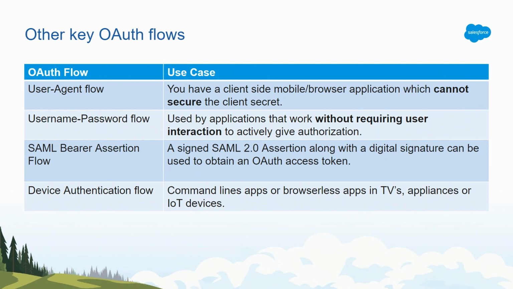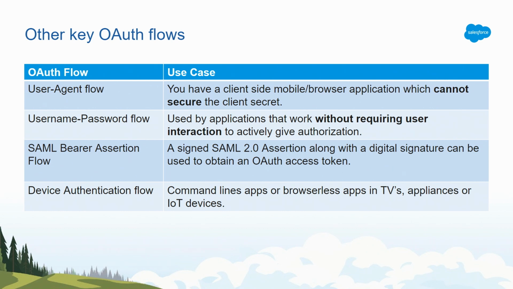First one is the user agent OAuth flow. This flow is used when you have a client-side mobile or browser application, and this application cannot secure the client secret. Therefore, use this flow. It's one of the easiest flows in my opinion, and one of the flows that you can start learning OAuth with. Because we didn't have time to look at all these flows today, in our demo we'll quickly look at the user agent flow.